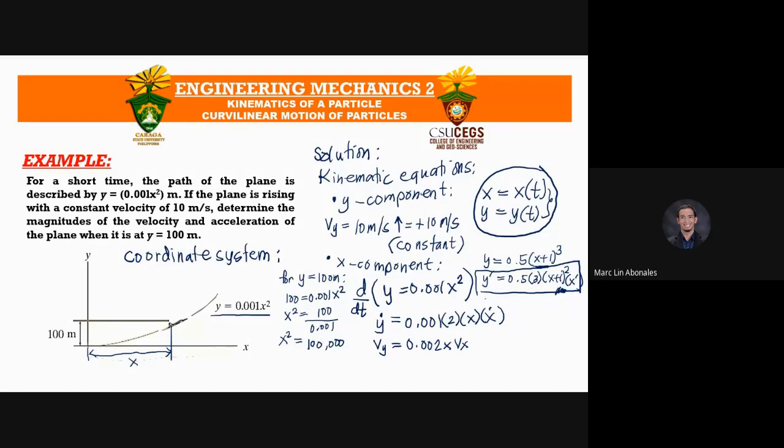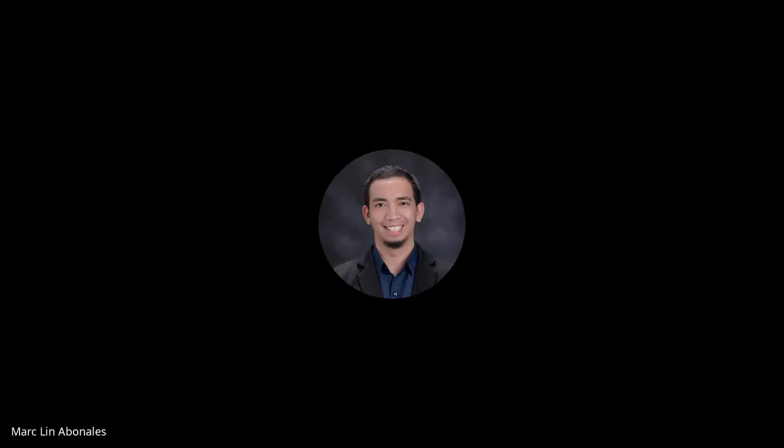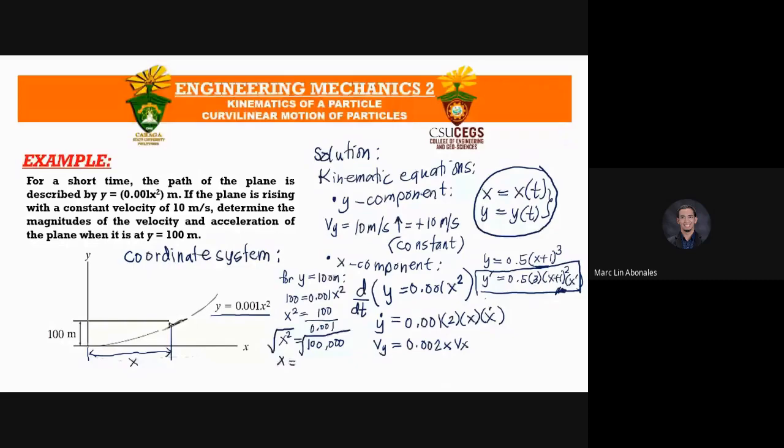100,000? Yes, sir. Okay, 100,000. So we take the square root of each side. With the square root, is it positive or negative? But since the path acts along quadrant 1, meaning x and y are positive, we use the positive root. So what is the square root of 100,000?